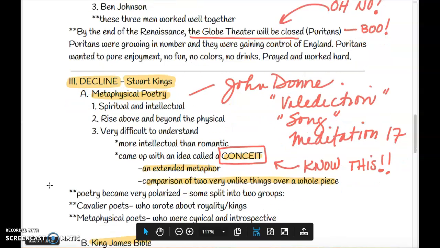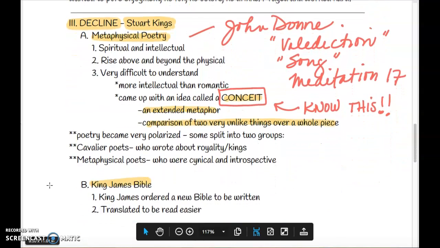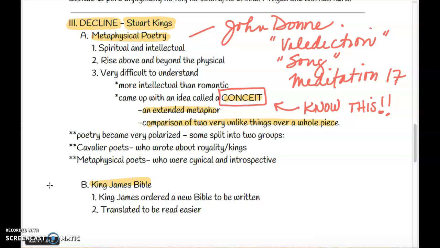Okay, so now we're going to go back to the Stuart Kings, the decline of the Renaissance, the end of this season that we're looking at. We're going to move into what is called metaphysical poetry during this time period. Now, our main metaphysical poet that we read in Brit is John Donne. We do read, I hope we can read, three pieces from him.